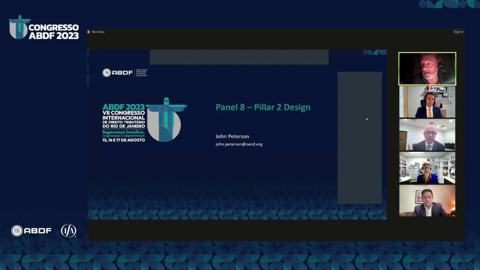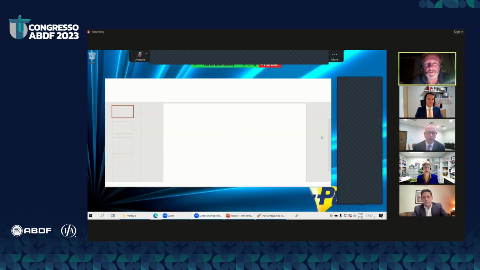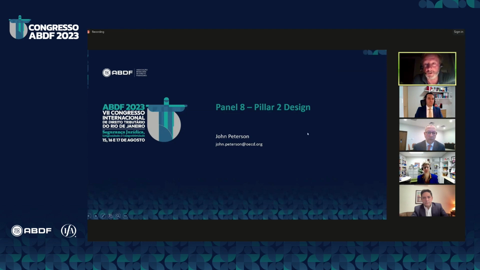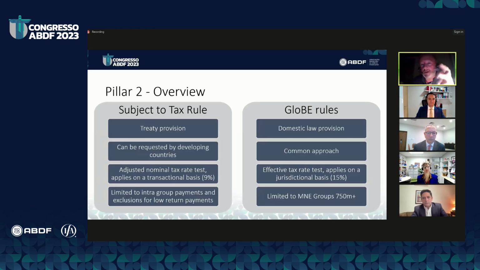And what will come up is two key elements of Pillar 2. The first is the GloBE rules, which I think we're familiar with. These are a set of model rules that are intended to be implemented into domestic law. They're based on a common approach, which is to say that countries are certainly not required to introduce these rules. But if they do want to introduce them, they commit to do so in a consistent way, and they accept the application of the rules by other countries.